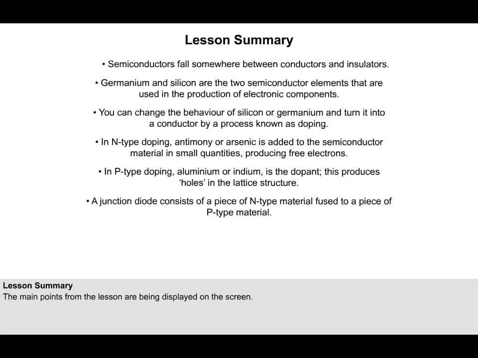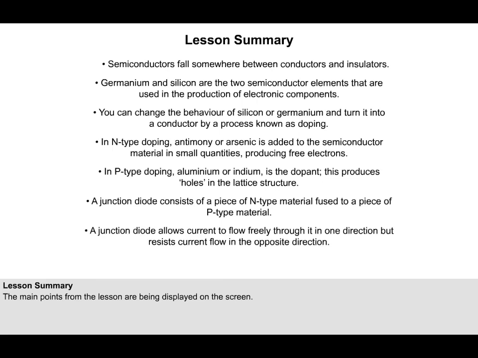A junction diode consists of a piece of N-type material fused to a piece of P-type material. A junction diode allows current to flow freely through it in one direction, but resists current flow in the opposite direction. A transistor can act as either an electrical switch or as an amplifier.